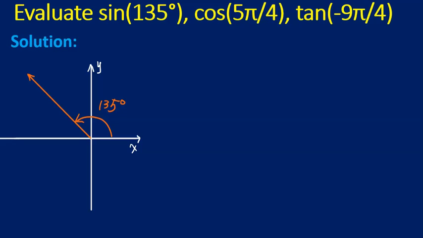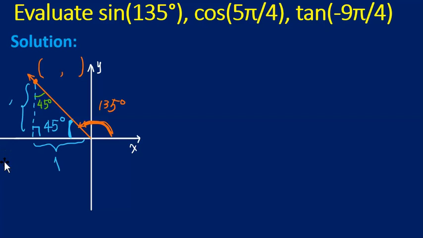To evaluate sine function, we need to know y and r. If this angle is 135 degrees, then this angle is 45 degrees. If we draw a line perpendicular to the x-axis, we get a 45, 45, 90 degree right triangle. That means if this length is 1, then this length is also 1.